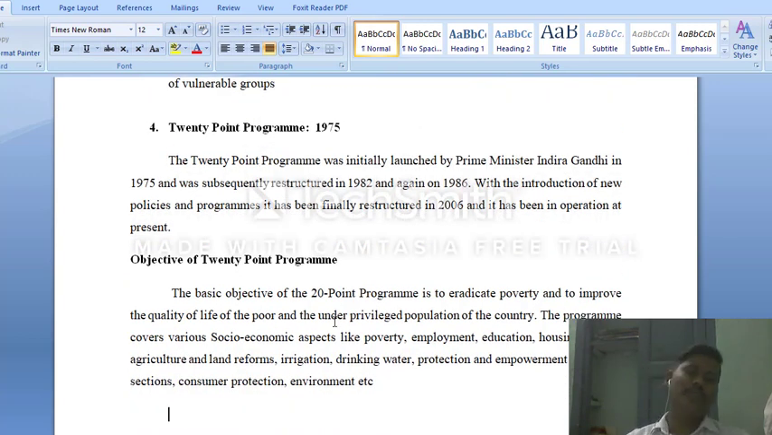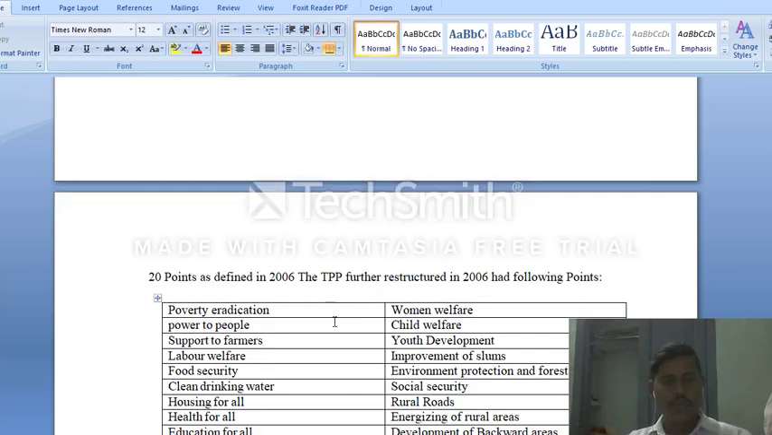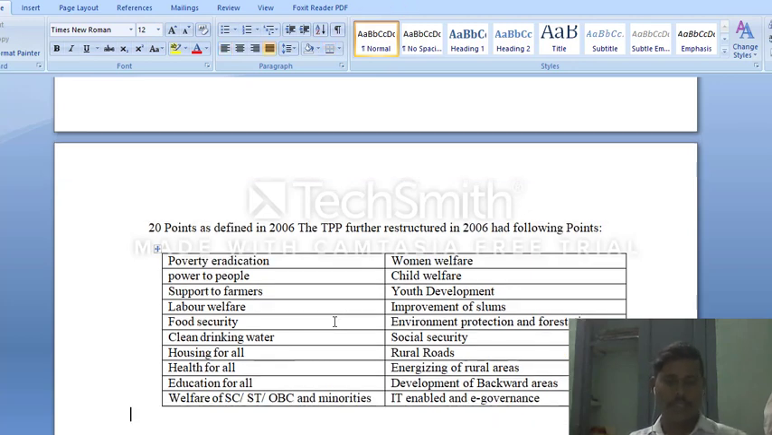So what are the main objectives of this 20-point program? The basic objective of this program is to eradicate poverty and to improve the quality of life of the poor and underprivileged groups. The program covers various socio-economic aspects like poverty, employment, education, housing, health, agriculture, land reforms, irrigation, drinking water, protection and empowerment of weaker sections, and environment. As I said, this program was restructured in 2006. So these are the 20 points of the 20-point program in 2006.